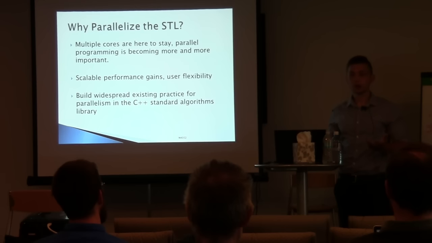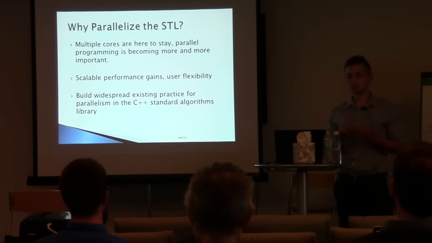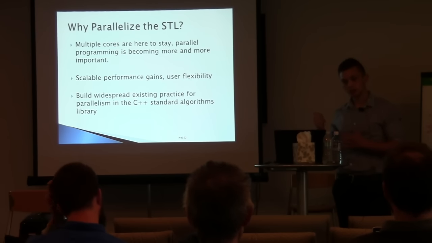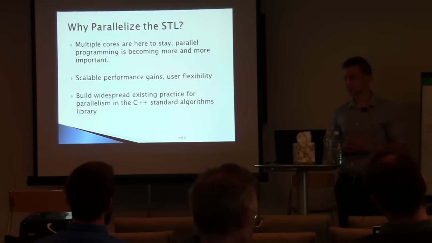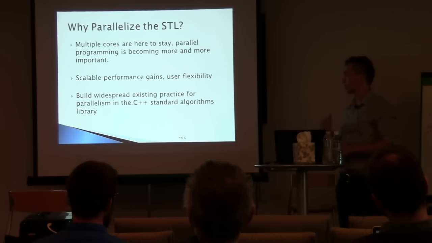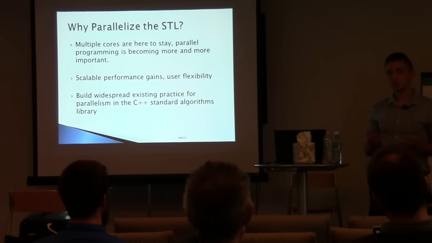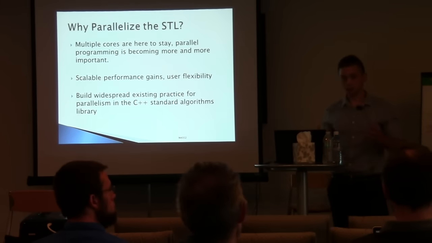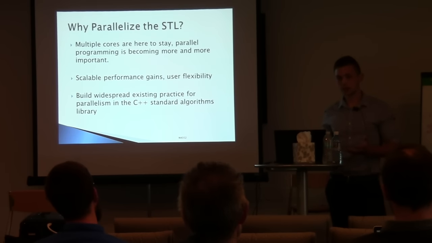We're seeing newer and newer languages such as Go, Swift, Rust, Nim, all putting parallelism in their core functionality and in their libraries. And it'd be pretty cool if C++ could actually keep up with these languages and also put some parallelism in its own libraries, especially with the STL, such a widely used library. It could also build some widespread existing practice for C++ parallelism. And it's going to offer a ton of scalable performance gains and user flexibility for any of those who choose to use the STL in their program.